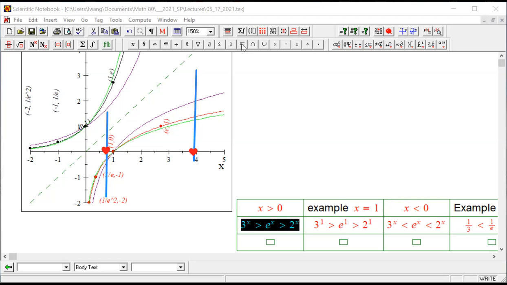The red is ln x. The purple, what is the purple? The purple is log base 2 of x. Oh, sorry, I meant to write in purple. The purple is log base 2 of x. And the green, what is the green? The green is log base 3 of x.